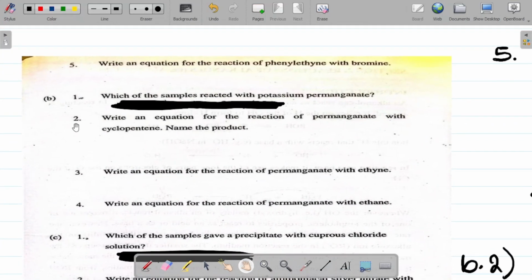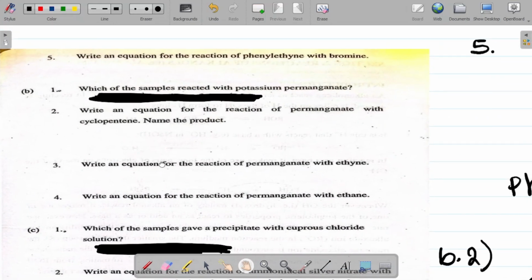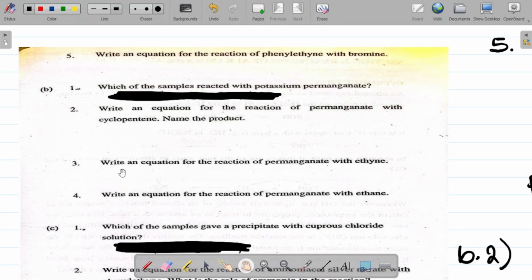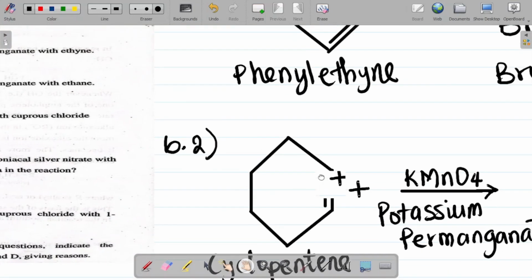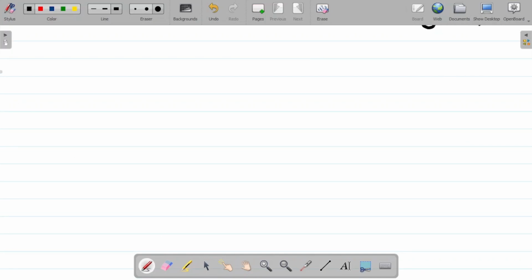This is B2. Let's look at B3. B3 says write an equation for the reaction of permanganate with ethyne. So permanganate and ethyne, if they combine, what do you have? That's B3, permanganate and ethyne.